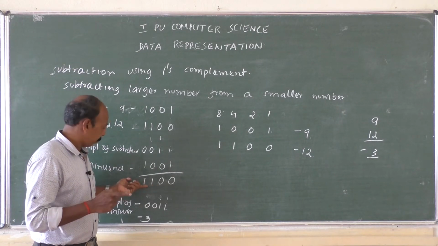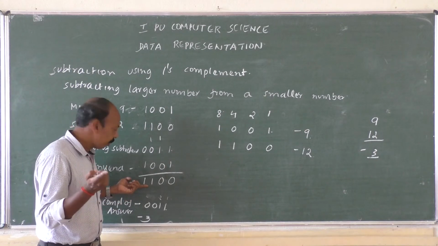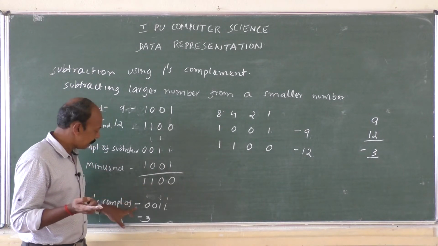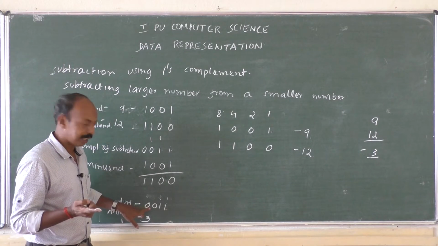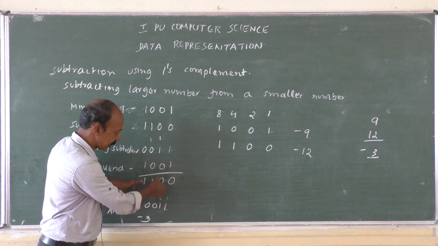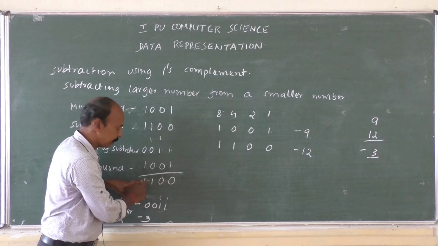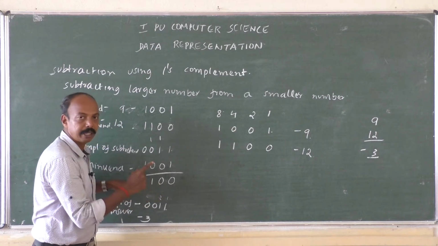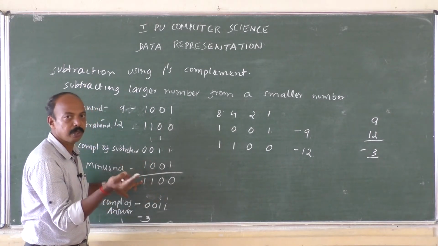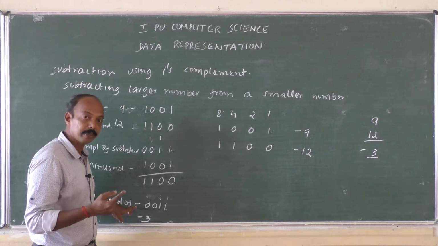After getting the answer, we have to take 1's complement of the answer and place a negative sign in front of that. This is the answer. We have taken 1's complement of the answer. 1's complement is wherever there is 1, write 0. Wherever there is 0, write 1. 0 in place of 1, 1 in place of 0. And we have to place a negative sign which says that the number that we are going to get will be negative.